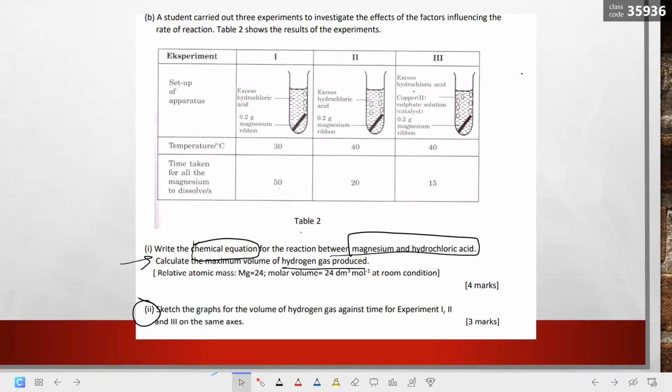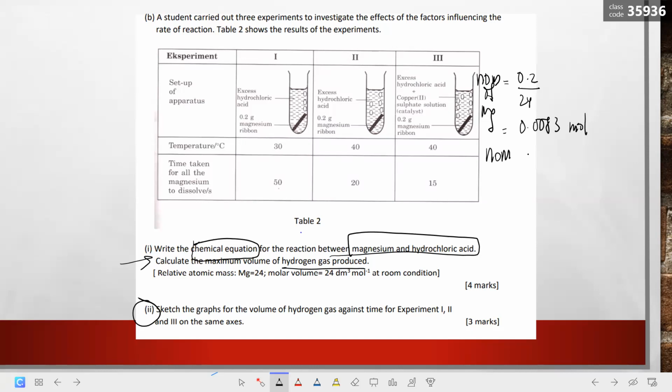0.2 divided by 24. That's my number of moles of magnesium. Then times by 24. You want to give me the answer first? 0.0083 moles, yeah? Times by 24. You times 24 straight away? Yes, because the ratio is 1 to 1, isn't it?